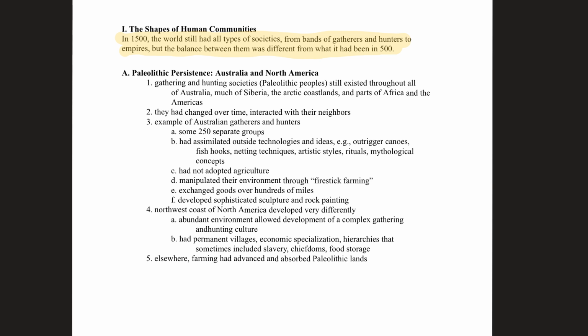So, the first group that we're going to talk about is Paleolithic persistence. Specifically, we're going to be talking about the areas of Australia and North America. So, gathering and hunting societies or Paleolithic people still exist throughout all of Australia, much of Siberia, the Arctic coastlines, and parts of Africa and the Americas.